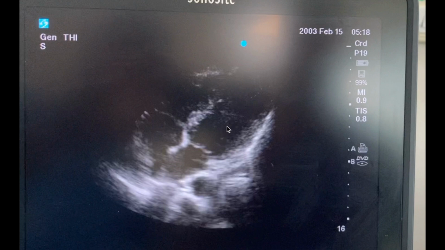And here in this view you can see this is a left ventricle and right ventricle, right atrium and left atrium, and this is the interventricular septum, this is the interatrial septum, and here you can see the mitral valve. This is the anterior leaflet and this is a posterior leaflet, and this is a tricuspid valve, and this is a pericardium.